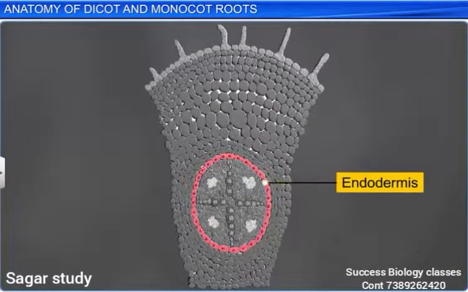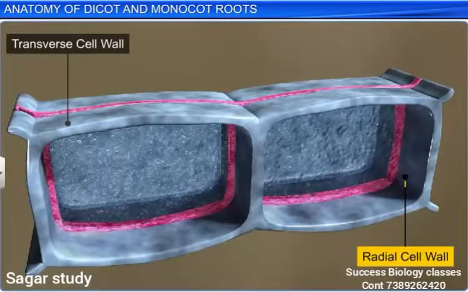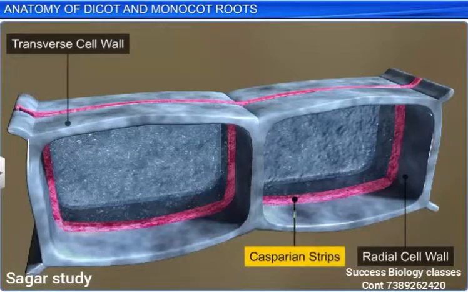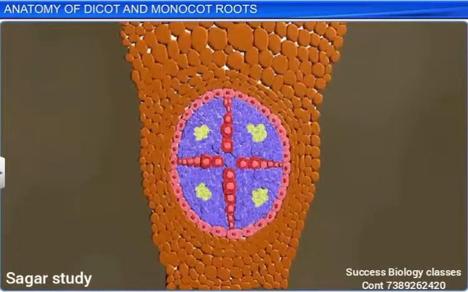The tangential and radial walls of the endodermal cells have deposits of a water-impermeable material, or suberin, which is also called Casparian strips. Suberin is a waxy, waterproof substance present in the cell walls of the cork tissue in plants. Going back to the transverse section of the dicot root, after the endodermis, a few layers of thick-walled parenchymatous cells are present in the tissue. This is known as the pericycle.